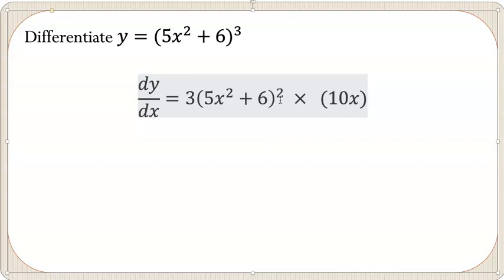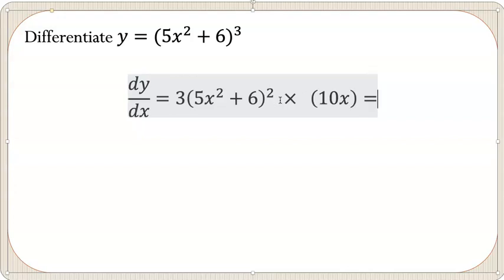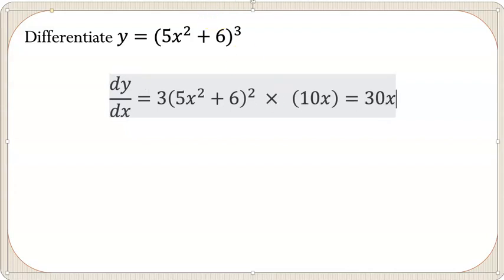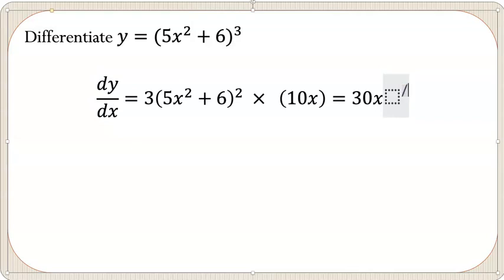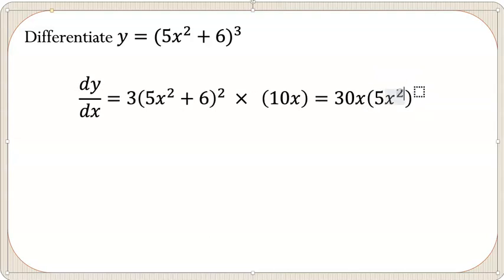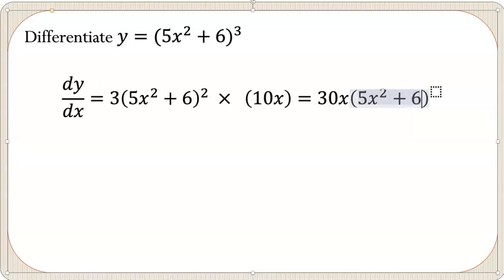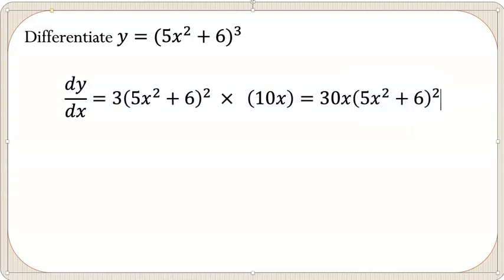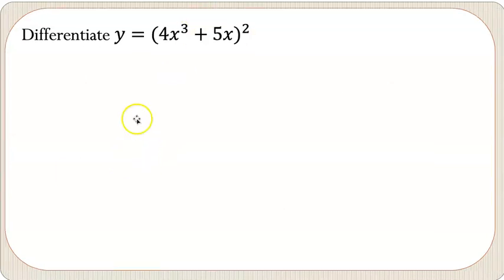Alright, so we multiply the two. So 10x times 3, that will be 30x times 5x squared plus 6, and all of that to the power 2. Alright, so remember, to differentiate the big function, leave everything in the bracket as it is. Then we multiply all of that by what we get from differentiating the internal function. Alright, so let's try one more. Let's look at this one.